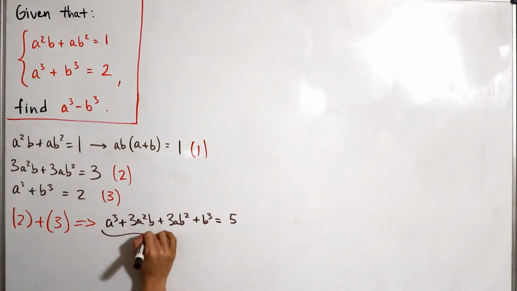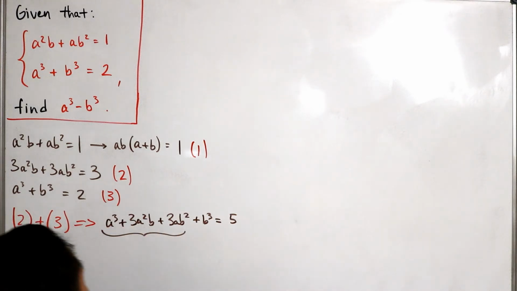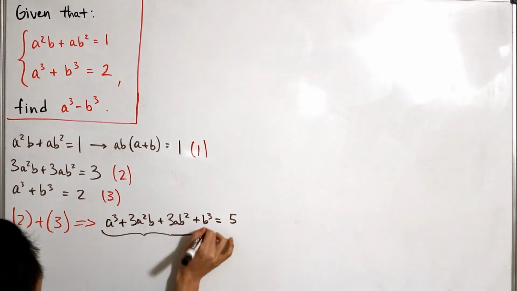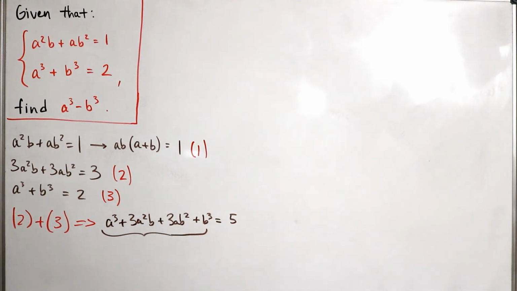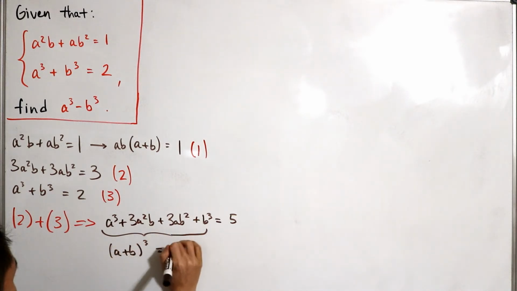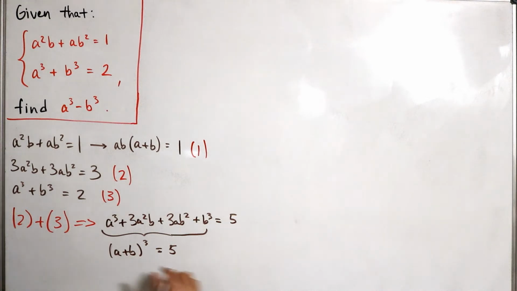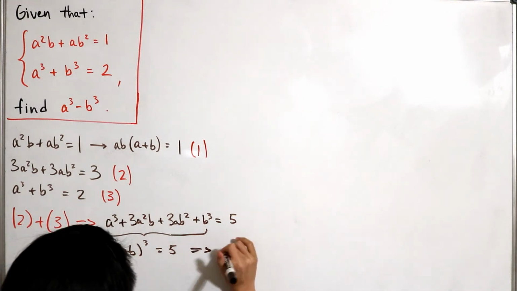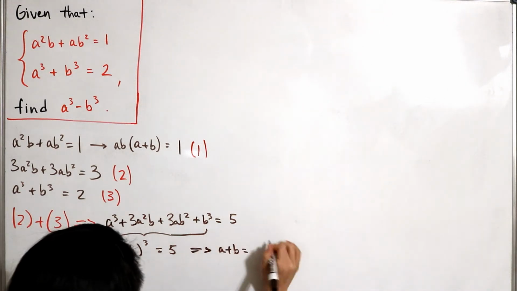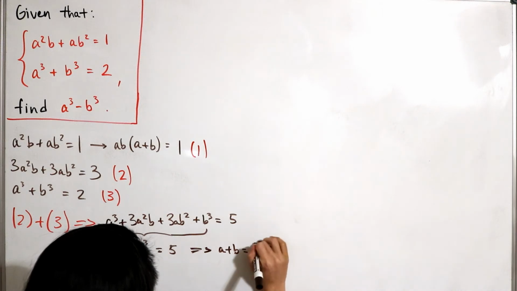You'll notice this is the perfect cube formula, and so this is just a plus b quantity cubed, and this is still equal to 5. That's nice. Now we can just take the cube root of both sides. So now we have that a plus b is equal to the cube root of 5.